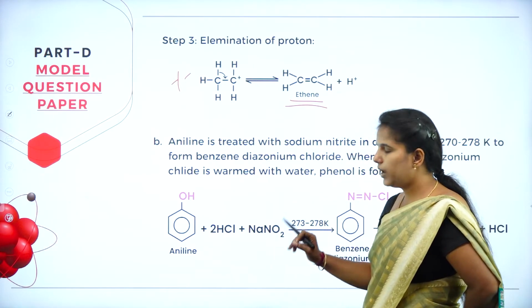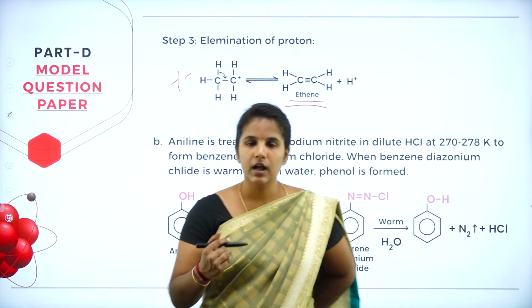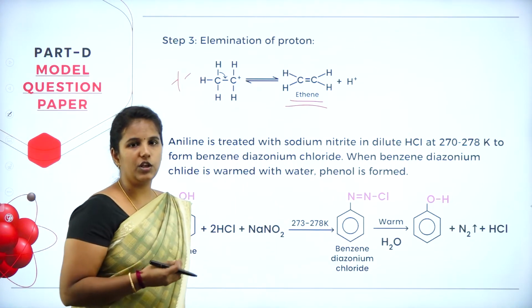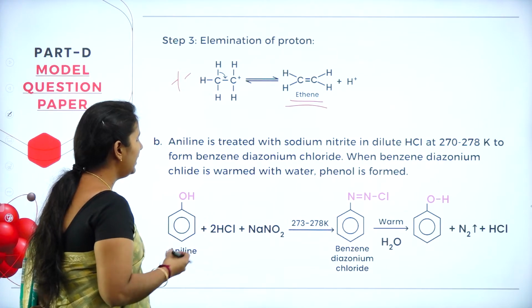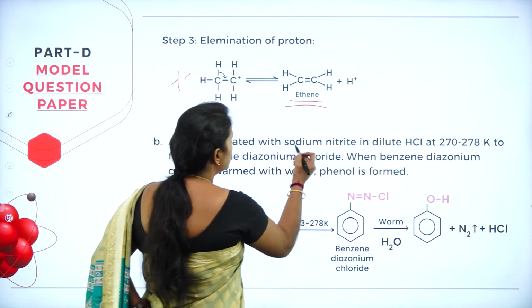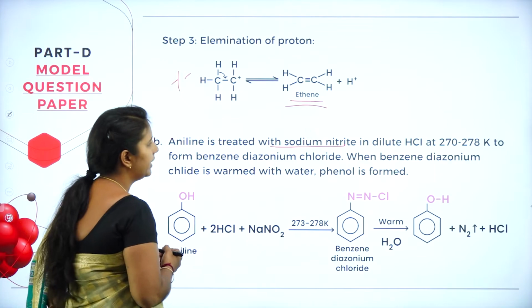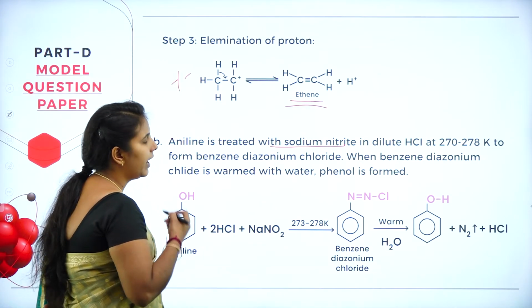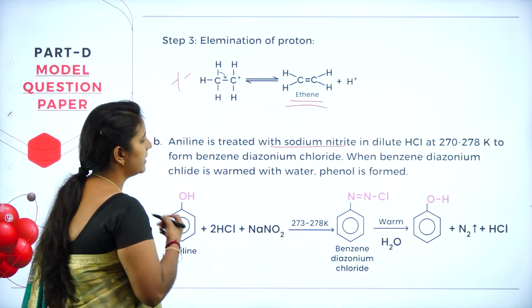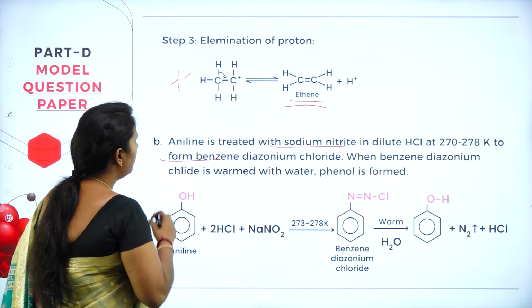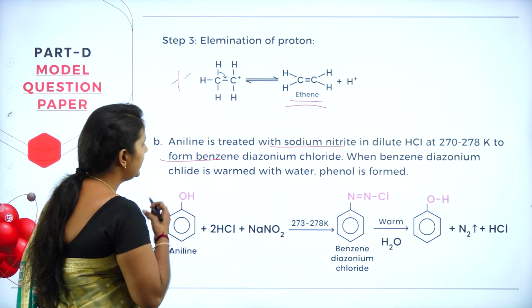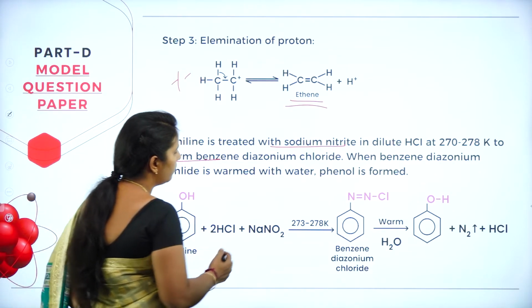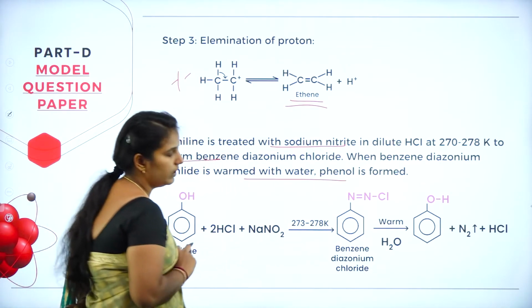And we have one more reaction. We have to show how we prepare phenol from aniline. When aniline is treated with sodium nitrite in dilute HCl at 273 to 278 Kelvin, it forms benzene diazonium chloride. When benzene diazonium chloride is warmed with water, phenol will be formed.